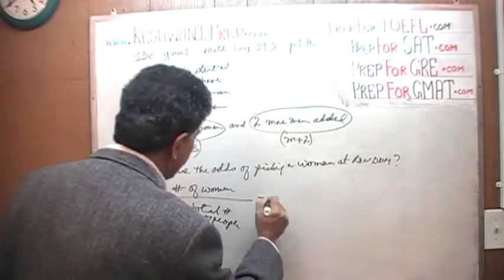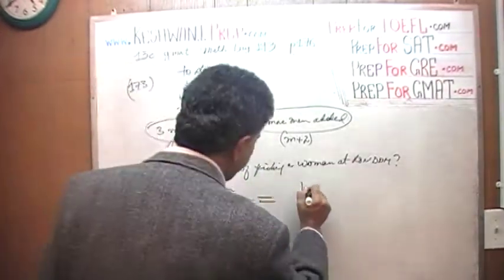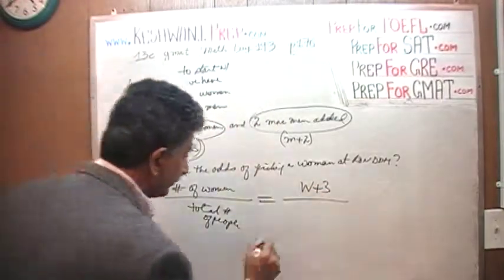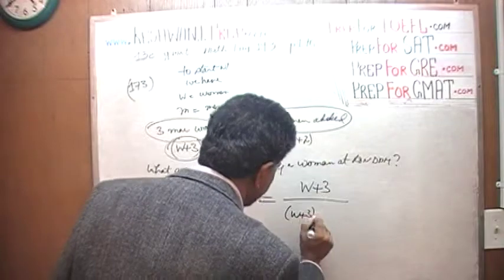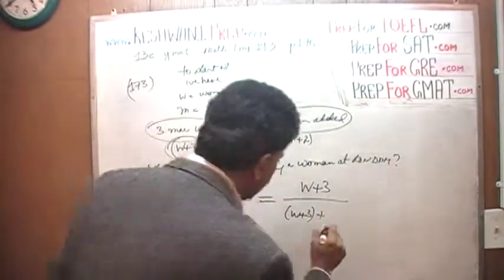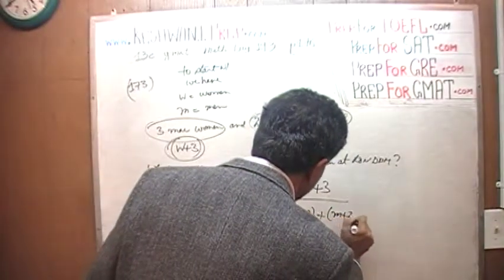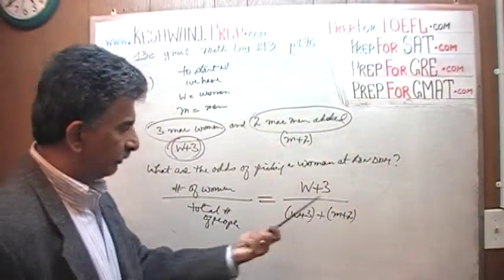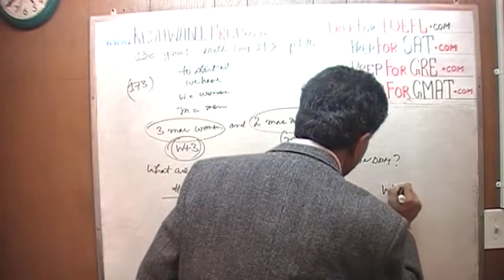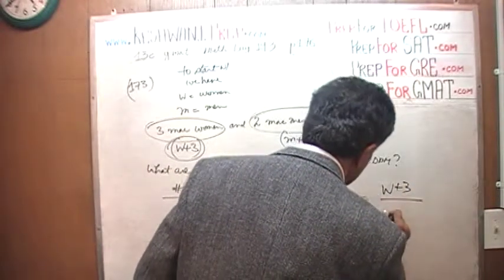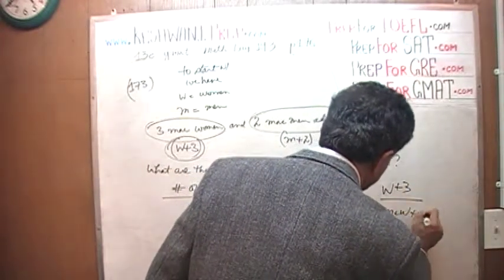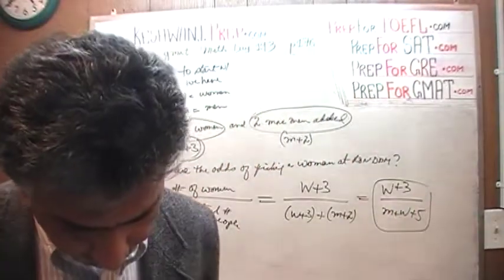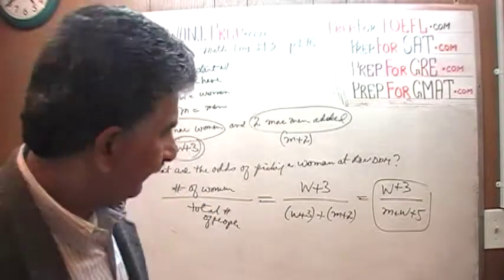The number of women, we already know what that is. That's W plus 3. And the total number of people is the number of women, which is W plus 3, plus the number of men, which is M plus 2. And that's it, we are done. We just have to simplify it. 3 plus 2 is going to be 5. So it's W plus 3 over M plus W plus 5. Well, that's it. That's our answer. And that's answer choice E.